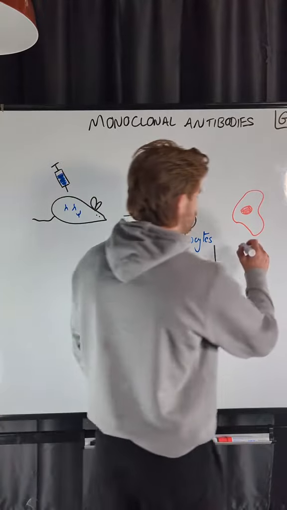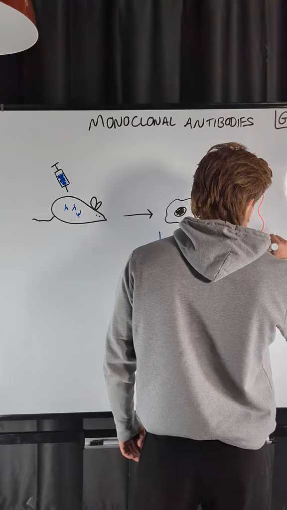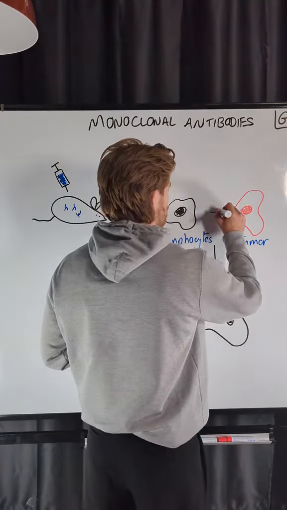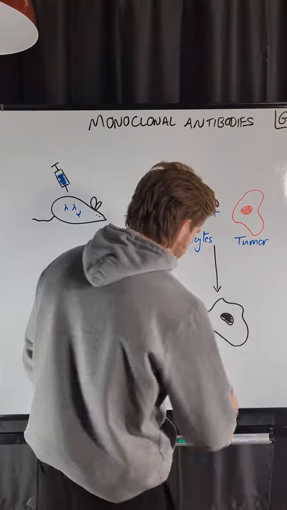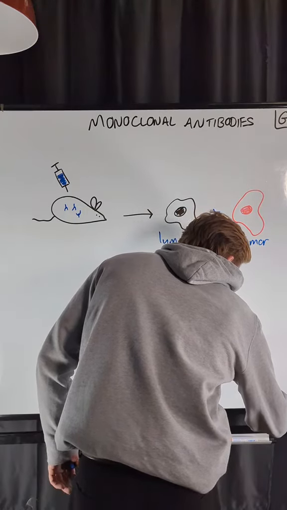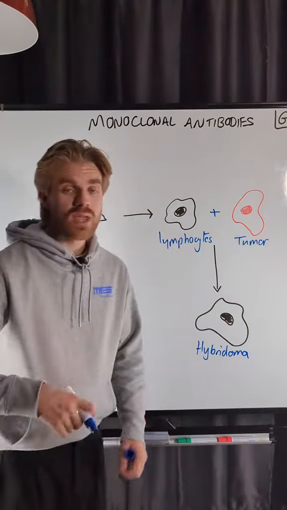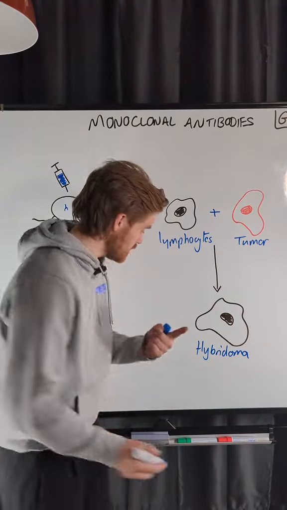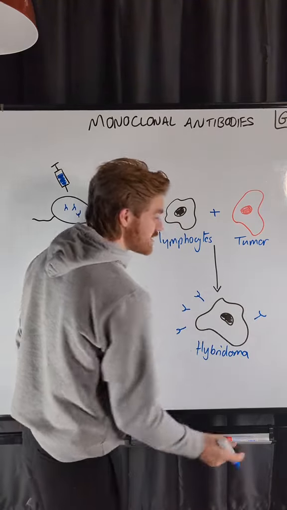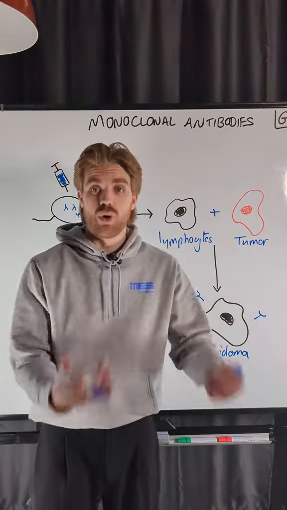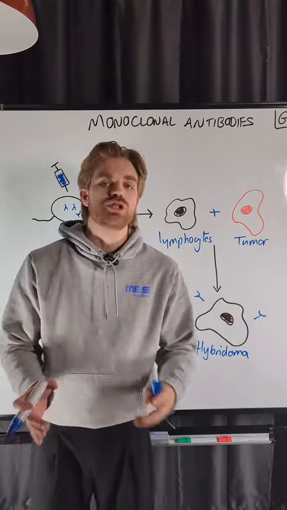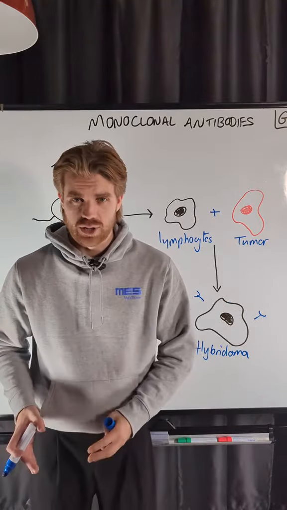This is a tumour cell. And what we're going to do is we're going to fuse the lymphocyte and the tumour cell together. And this is going to form something called a hybridoma. Now, the hybridoma is able to produce those antibodies and can produce lots of those antibodies and is able to divide and produce more cells, which means we can end up with loads of cells all producing identical antibodies.